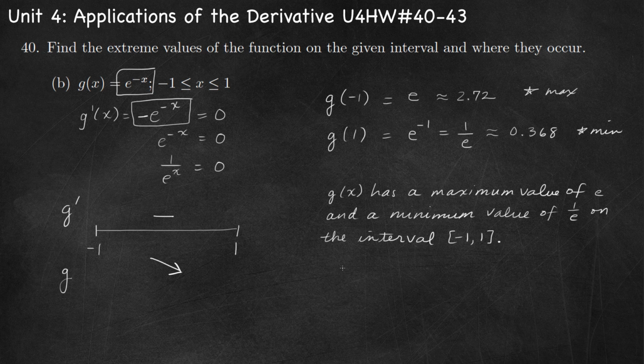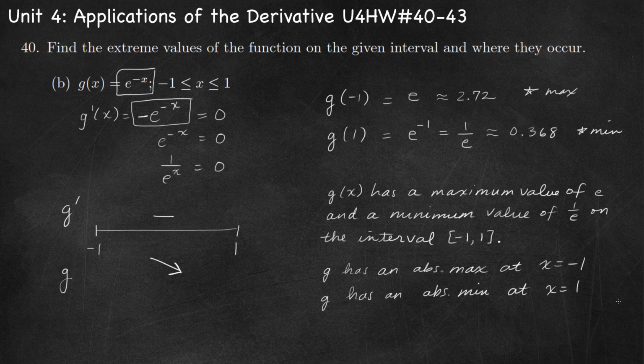We're also asked where they occur. So to answer that part of the question, we would say g has an absolute max at x equals -1, and g has an absolute min at x equals +1.